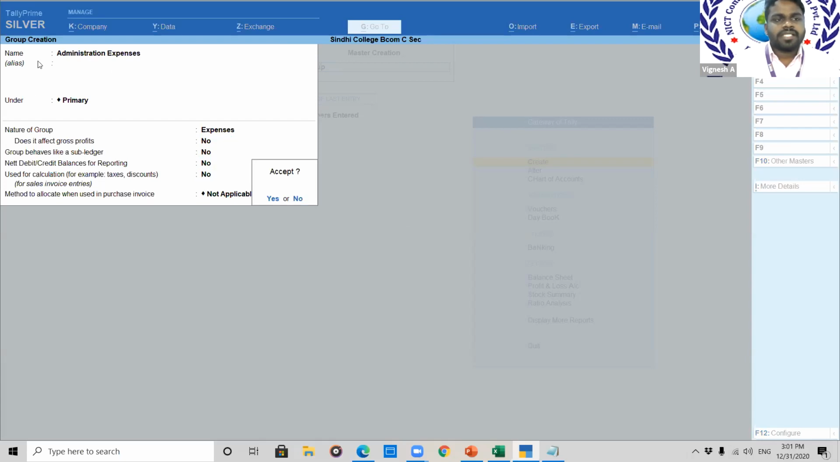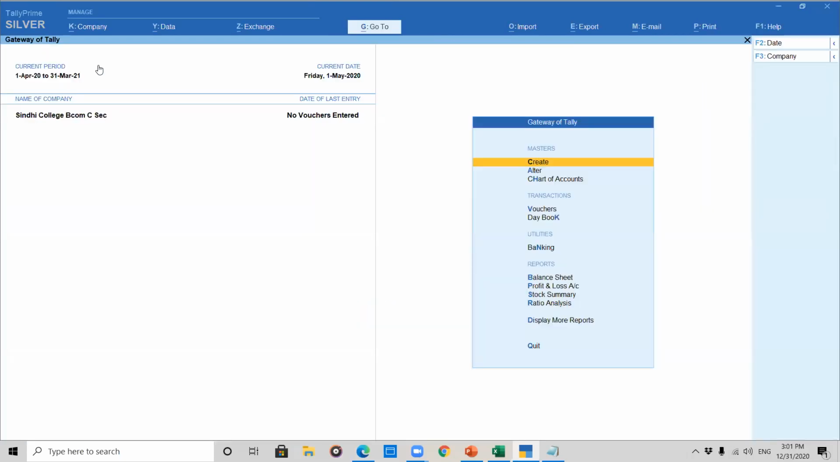Your group as admin expenses is created. I'm repeating again, please concentrate on how I created it. Sir, how can it affect our gross profit? It will not affect your gross profit, I'm telling you. But they're asking in the question, sir, so we have to write no or yes. If I say yes, it will be treated as a direct expense. Only direct expenses will affect your gross profit. Got it, sir. Indirect expenses will not affect it. Admin expenses is not a direct expense. Okay, sir.